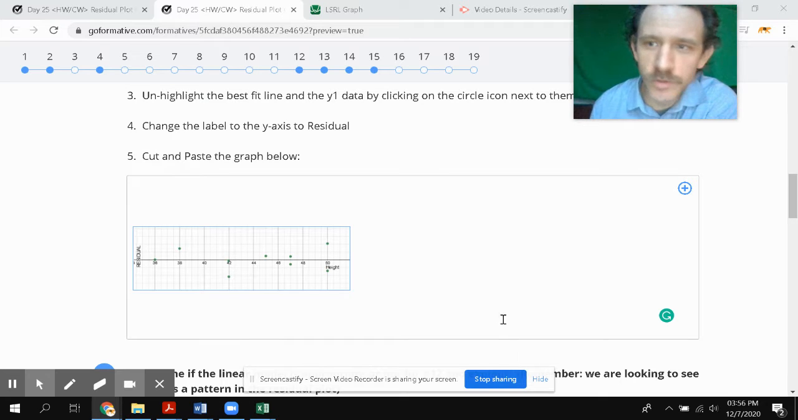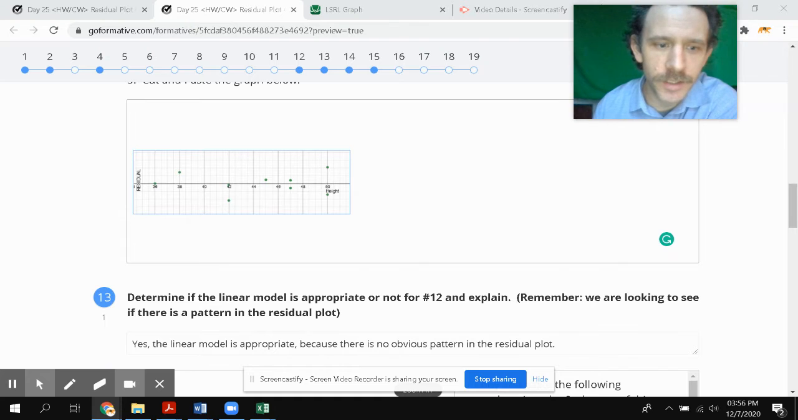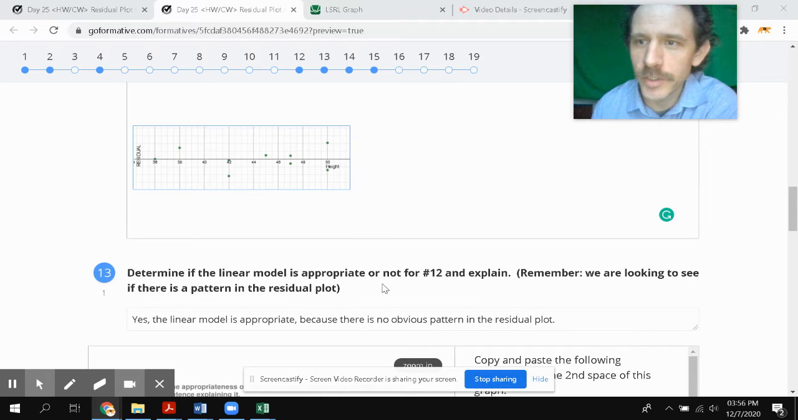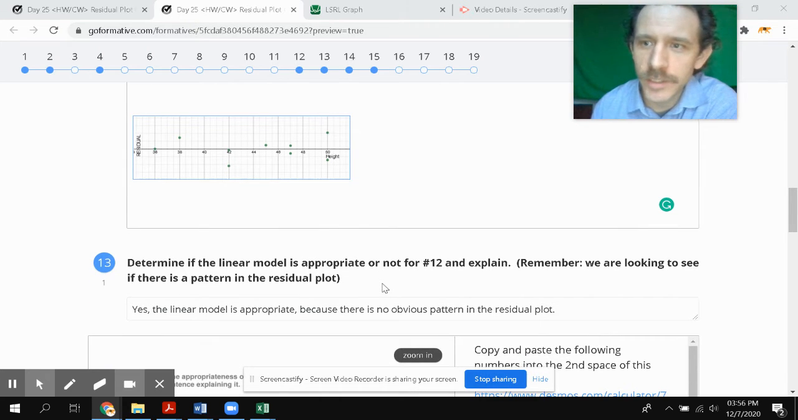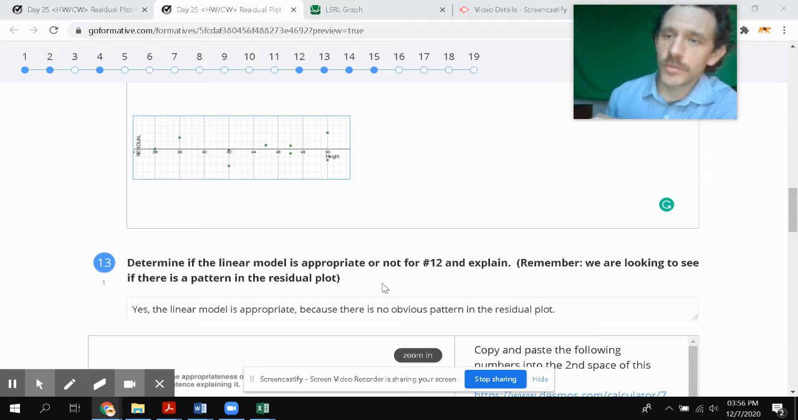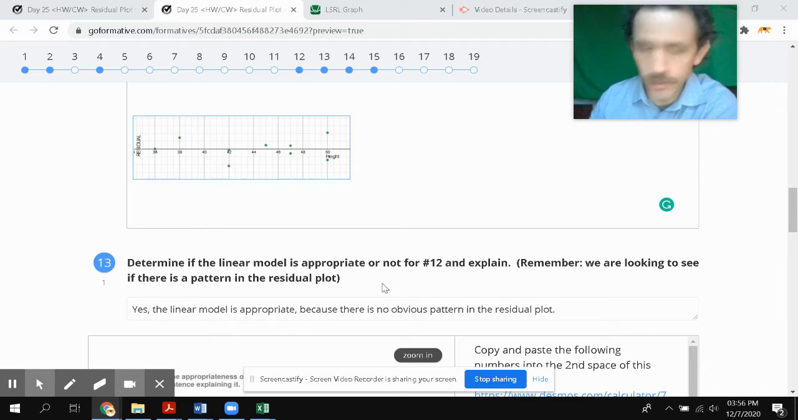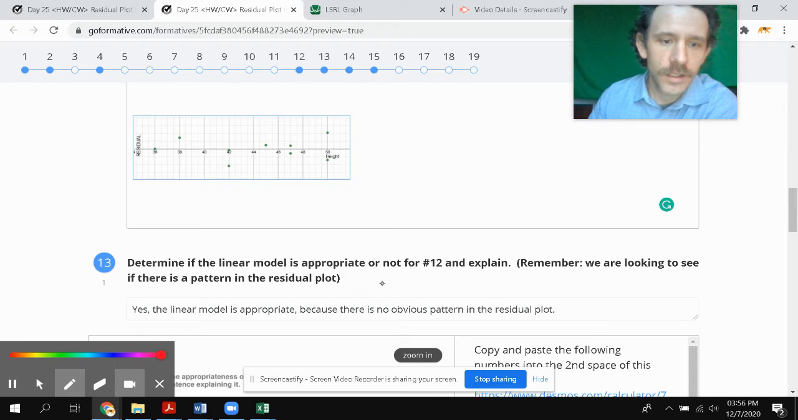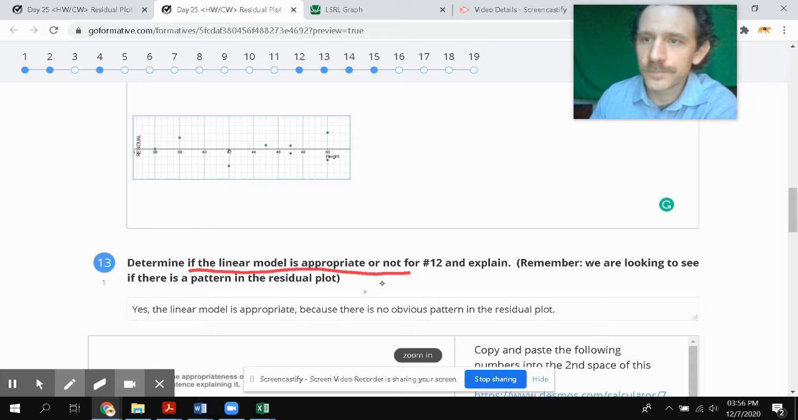Okay, class, so we've graphed the residual plot. Now we want to be able to determine if the linear model is appropriate or not. So how do I do that? You have to look at the residual plot. The whole point of plotting all these residuals is to be able to identify if the linear model is appropriate or not.